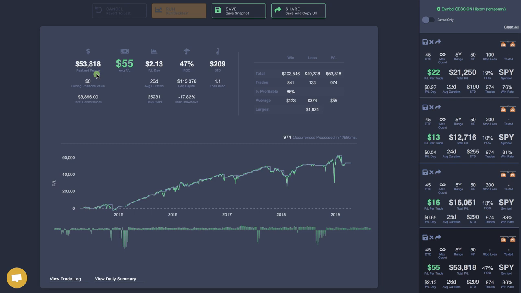With no stop loss, we've got a return of over $53,000, average profit per trade of $55, and look at the P&L per day. $2.13. We had 97 cents, 54 cents, and 65 cents of P&L per day with the different stop loss scenarios. But with no stop loss, we've got $2.13 per day. That's over twice as profitable as any method using any of the stop loss scenarios. Return on capital jumps up to 47% and just a much more profitable way to trade these short strangles.